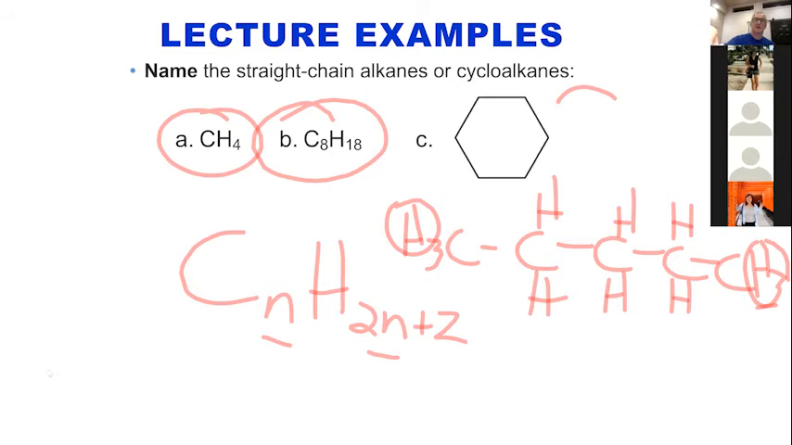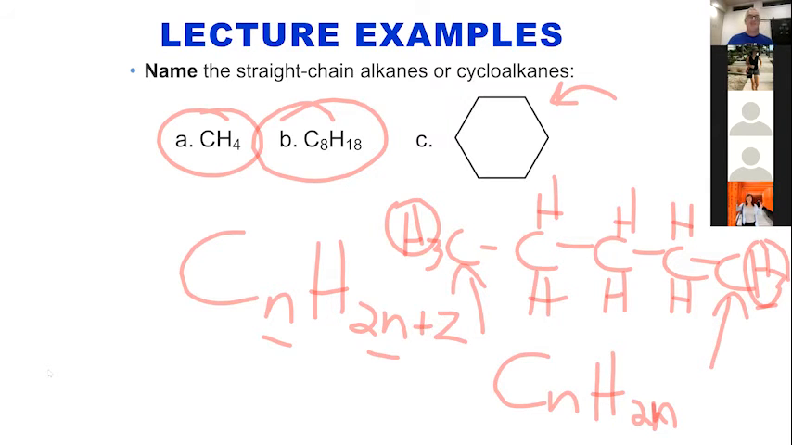Now, what do we call this? Cyclohexane. If you have a ring, on the other hand, you don't have any terminal carbons. There is no carbon at the end, because there are no ends. So for a cycloalkane, how many hydrogens are you going to have for every carbon? Just 2. So for a cycloalkane, it's just CnH2n.